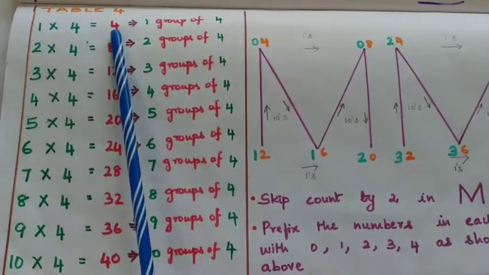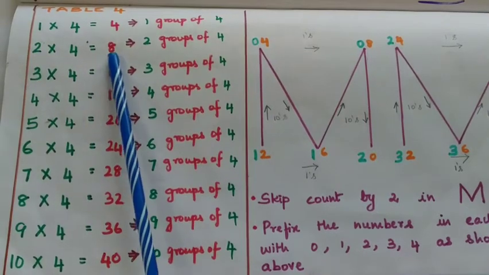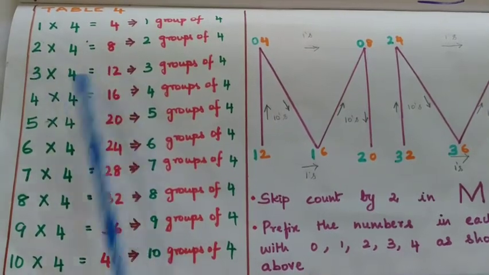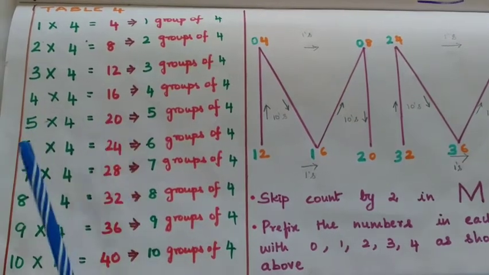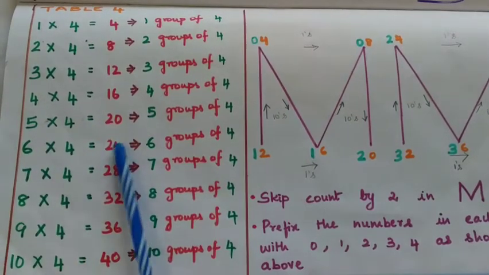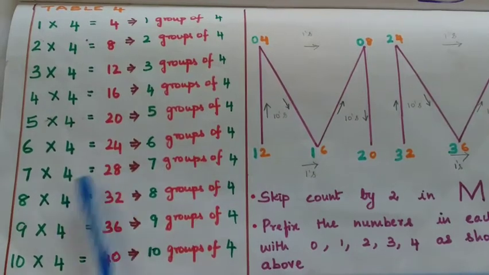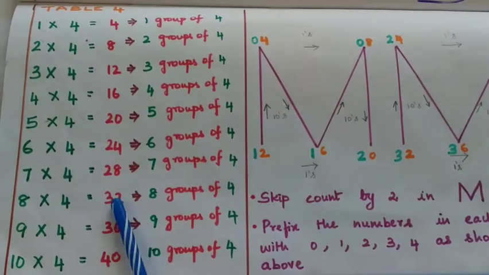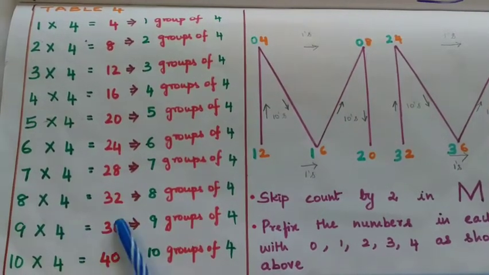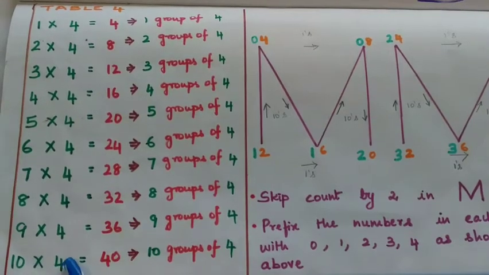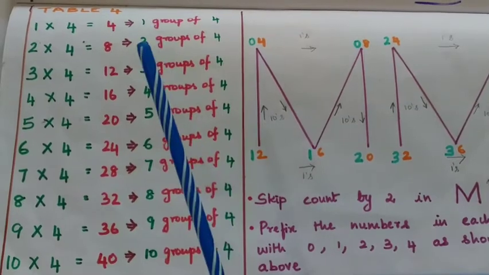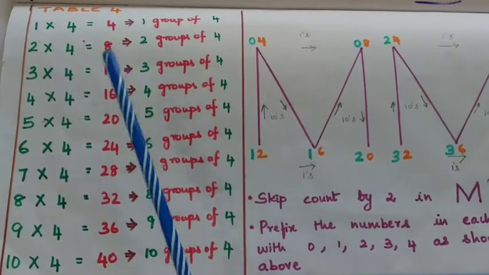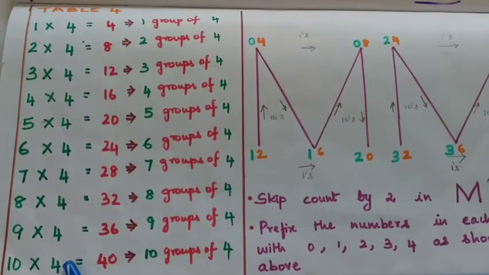1 fours are 4, 2 fours are 8, 3 fours are 12, 4 fours are 16, 5 fours are 20, 6 fours are 24, 7 fours are 28, 8 fours are 32, 9 fours are 36, and 10 fours are 40. Before making the kids memorize each table, first make sure they are able to read the table properly.